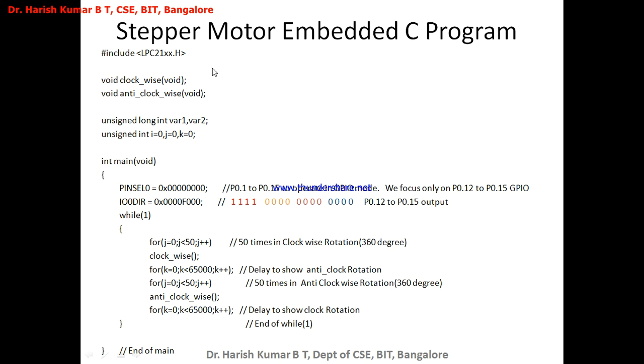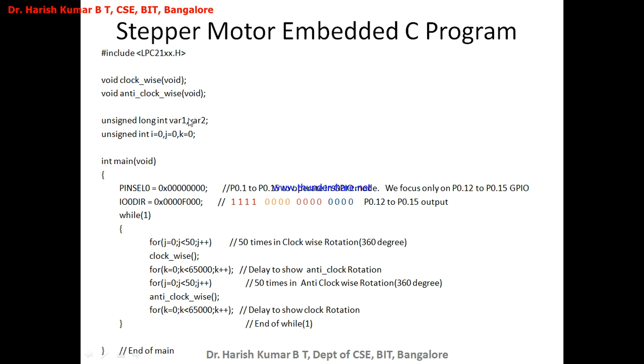Now the stepper motor embedded C program. As I told in my previous example, this is the header file required: LPC21xx.h, because the same header file applies for the LPC21 series microcontroller. And again in my program, as it was in the previous session, I add clockwise and anti-clockwise user-defined functions. Here also I have two prototypes, one with the name clockwise, another with the name anti-clockwise. Clockwise is not returning anything and not taking any parameter. Anti-clockwise also not returning anything, not taking any parameter.